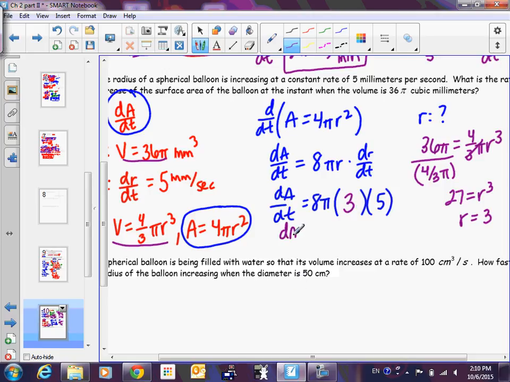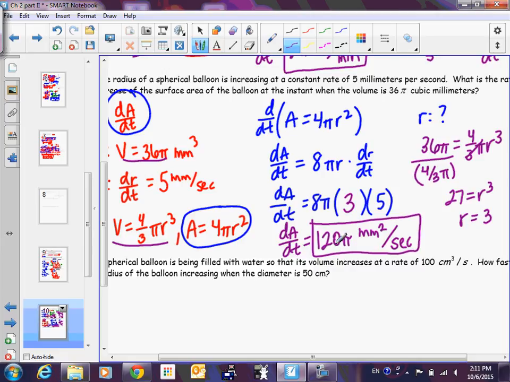So my final answer would be dA over dt equals 120 pi. And since A is always square units, I'm going to go millimeters squared per second. And if you multiplied that out to a decimal, just make sure you're accurate to 3 decimal places, to the thousandth.